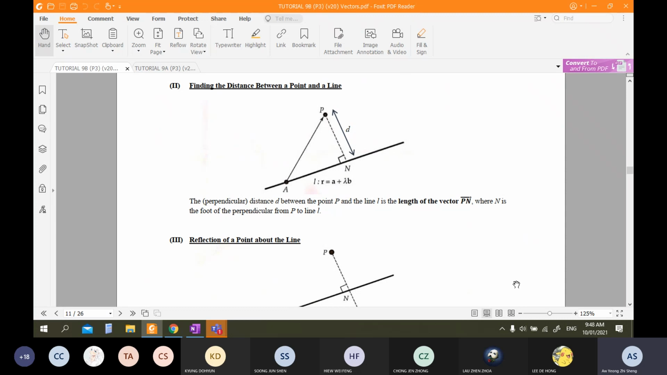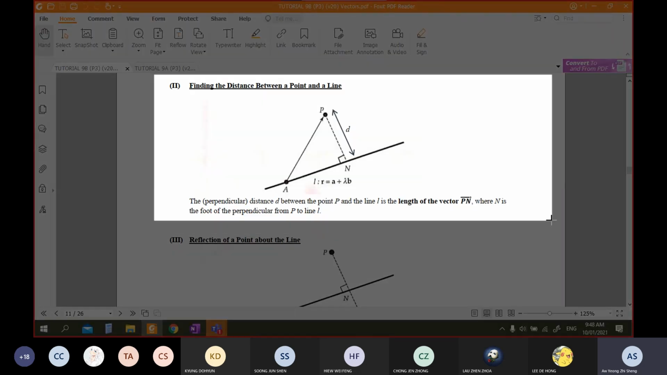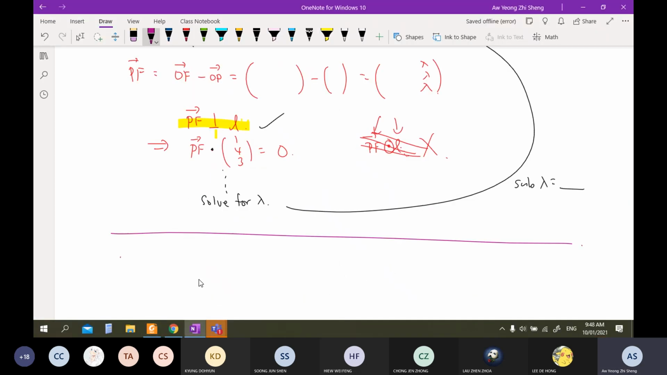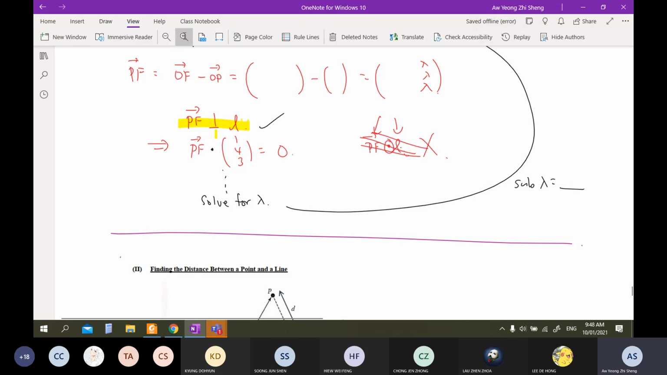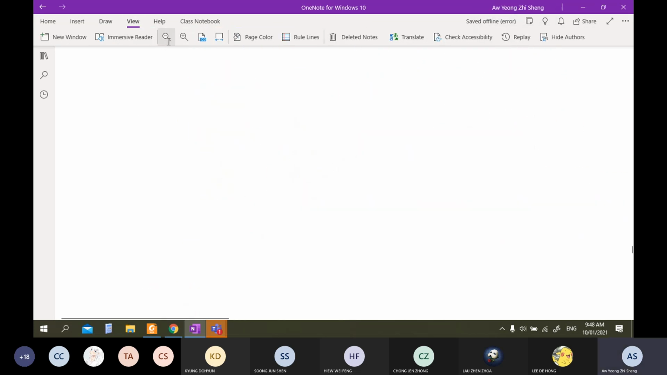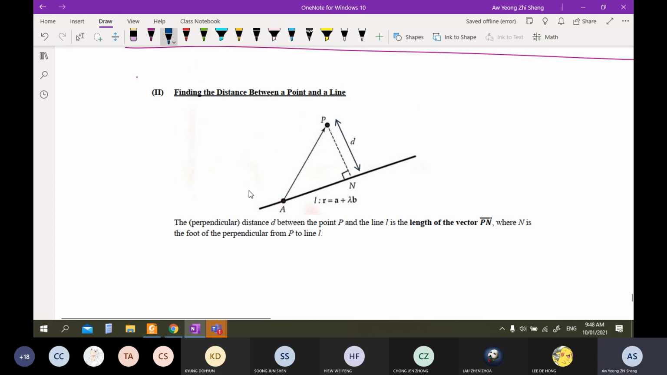The next part is finding the distance between a point and a line. The perpendicular distance between point P and the line L is the length of the vector Pn, where n is the foot of perpendicular. So to get the distance from P to line L, the distance is always the shortest distance, so it is always the perpendicular distance. Even if they don't mention the word perpendicular, it's always understood to be perpendicular distance.